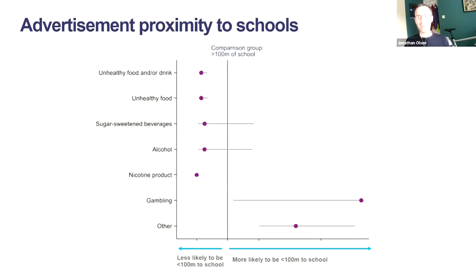This looks like a complicated graph, but I'm going to talk you through it. What this chart does is present the likelihood of an advertisement being more or less likely to be less than 100 metres from a school. So the line through the middle is more than 100 metres, and if it's to the left, it's less likely to be within 100 metres of the school, and if it's to the right, it's more likely to be within 100 metres of the school location. So what these results show is that unhealthy food and drink and nicotine products are actually less likely to be within that 100-metre boundary of the school, whereas other advertisements and gambling advertisements were shown to be more likely.